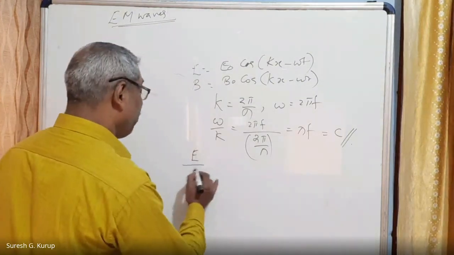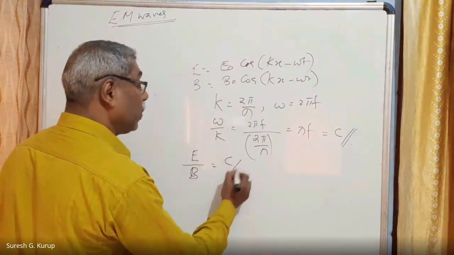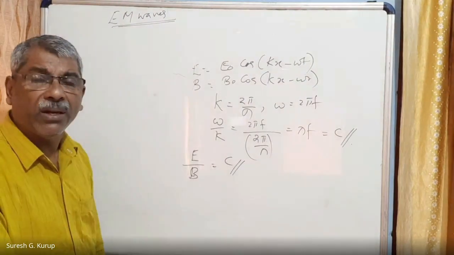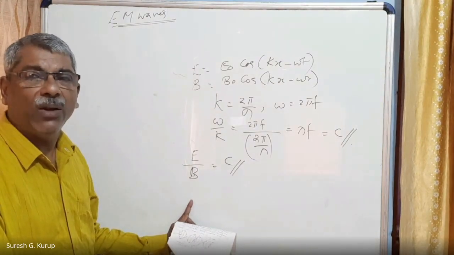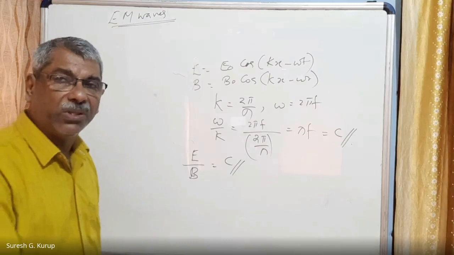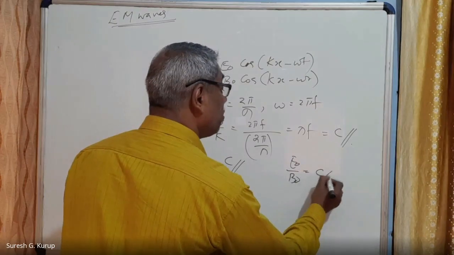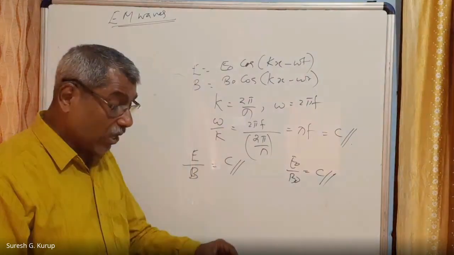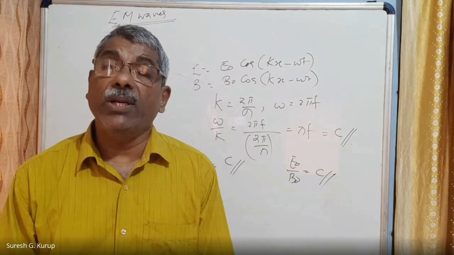Also, we can say the ratio of the electric field to the magnetic field, that means E by B, is also equal to c only. The instantaneous value of the electric field and the instantaneous value of the magnetic field, the ratio of those at that particular instant, is also equal to c only. And the ratio of the amplitudes, the peak values E0 by B0, is also equal to c only. These are the relations for the velocity of electromagnetic waves, right? Now the characteristics of electromagnetic waves: electromagnetic waves are produced by oscillating charges.